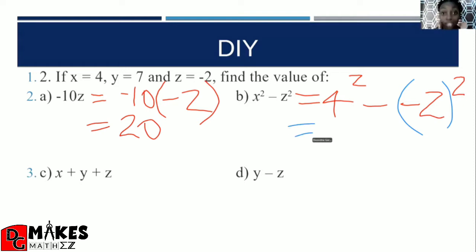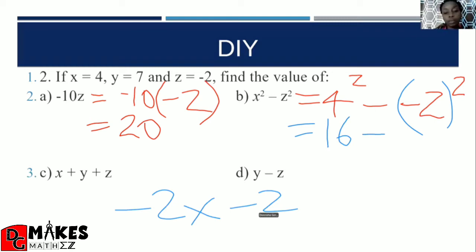Now we can move on. 4 squared is not 8, guys. 4 squared, 4 times itself, is 16. Minus negative 2 squared, that's negative 2 times negative 2. And we know once you multiply two negatives, you will get positive. Raise a negative to any even number, the 4th power, the 6th power, the 10th power, the 20th power, you will get back a positive number. All right, so the answer to this is actually 4, not negative 4. 16 minus 4 is going to be 12.